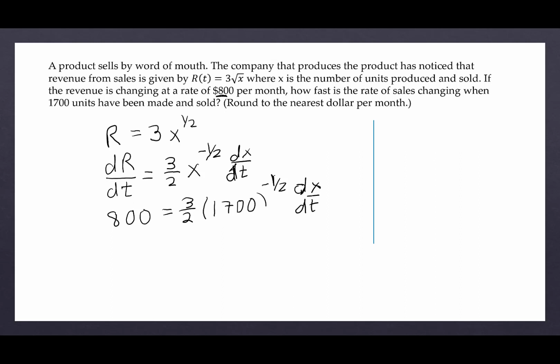Definitely use your calculator. You could put all of this in at once. I have 800 equals 3/2, 1,700 to the negative 1/2. So what I'm going to put in my calculator, and I will show you what it looks like, is I'll have 800 over 3/2 times 1,700 to the negative 1/2. At the end, we said we're going to round to the nearest dollar per month if that's necessary.